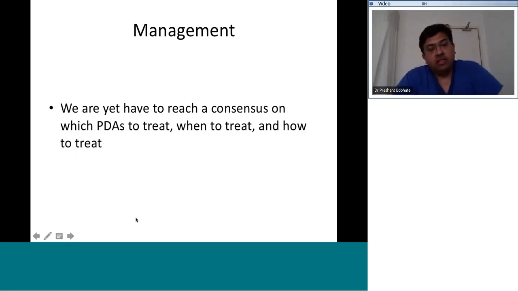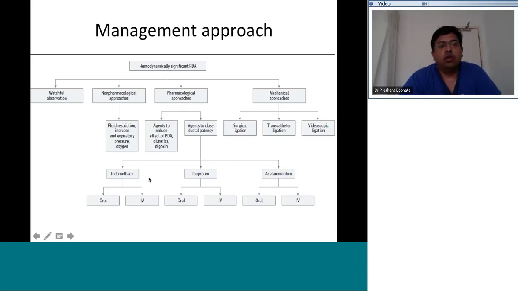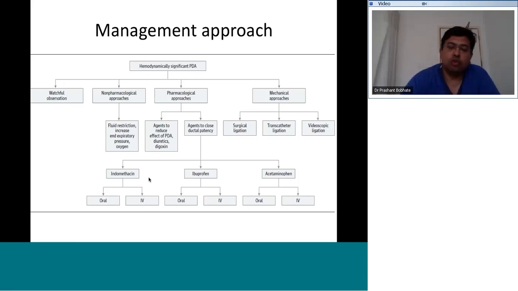And as we said, even after this is done, we have yet to reach a consensus on which PDAs need to be treated, when and how to treat these PDAs. So, a hemodynamically significant PDA in absence of a duct-dependent systemic or a pulmonary circulation can be treated by watchful observation, non-pharmacological or conservative approaches, pharmacological approaches, and mechanical approaches such as surgical ligation or transcatheter ligation. And we'll go through each of these.